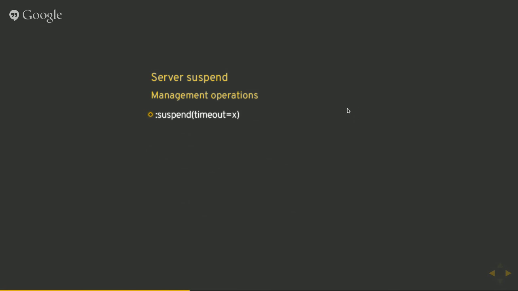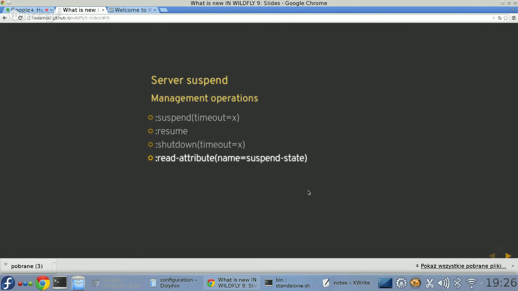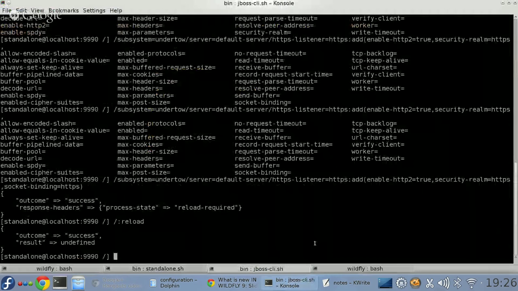So those are management operations connected with suspend function: suspend operation with timeout parameter, resume operation with timeout parameter, and shutdown operation with timeout parameter. Shutdown operation basically first invokes suspend operation and then shuts the server down after it's in suspended mode. You can also read attribute suspend state from the root of management console to find out in what state server currently is. I will just quickly show the commands.